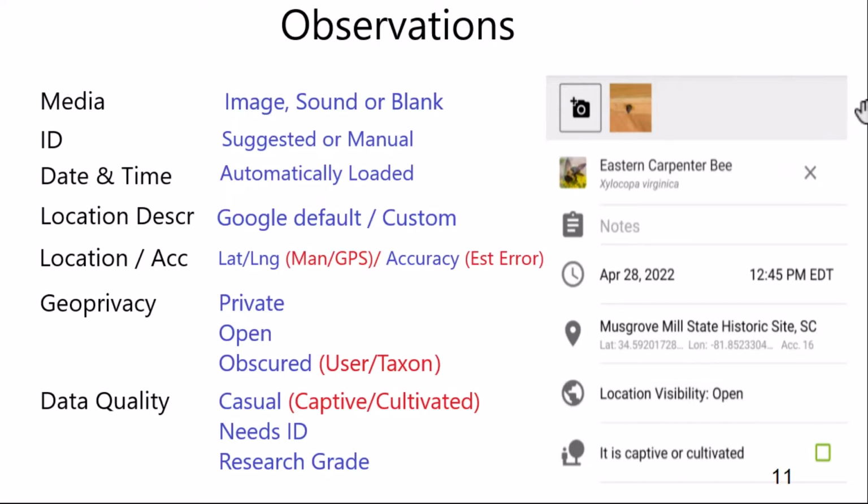This is basically what an observation is. Generally you have to have some sort of image or a sound file. They do allow you to leave it blank, but please don't do that. There's an ID, and that's probably the thing most people like about iNaturalist: you put the picture in and hit the little button right here, and it will suggest an ID for you. It's either really good or really horrible.